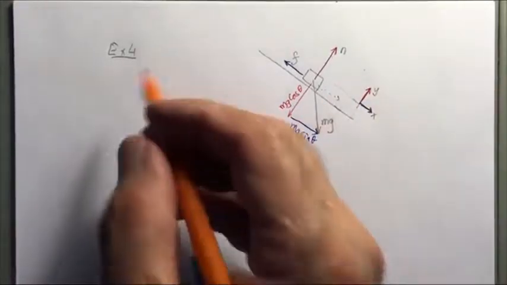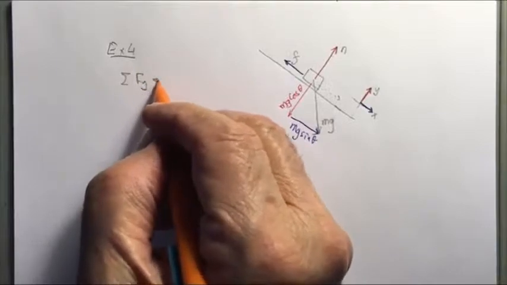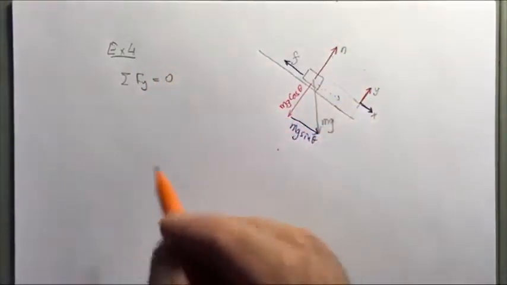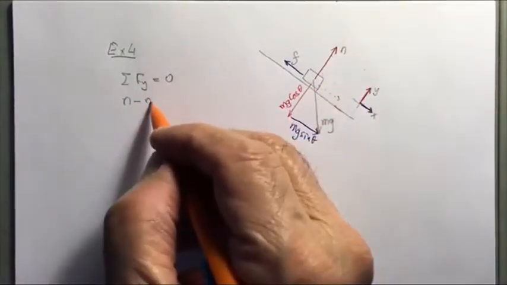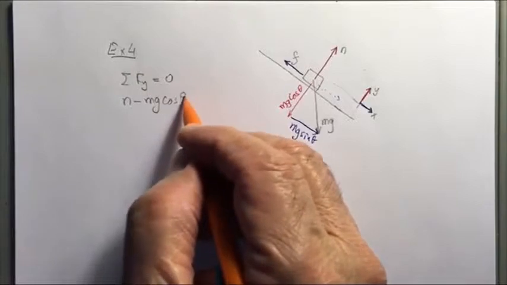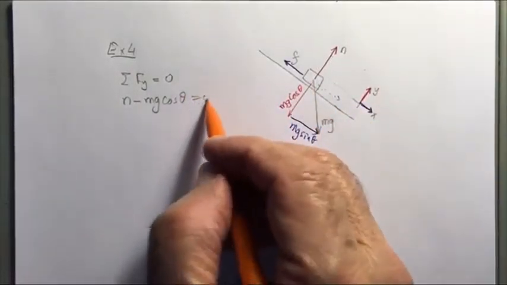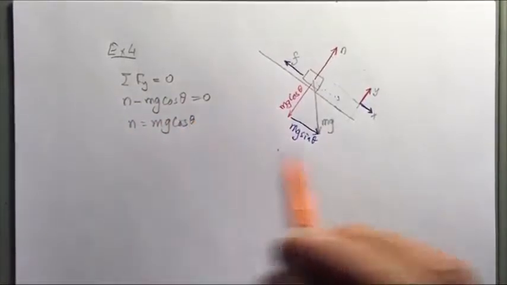And now we write the sum of forces. Normally we first write the sum of forces in the y direction, and it's not going to move up or down, so it's going to be 0. That's normal minus mg cos theta, negative because it's in the minus y direction, equals 0. So the normal force equals mg cos theta.